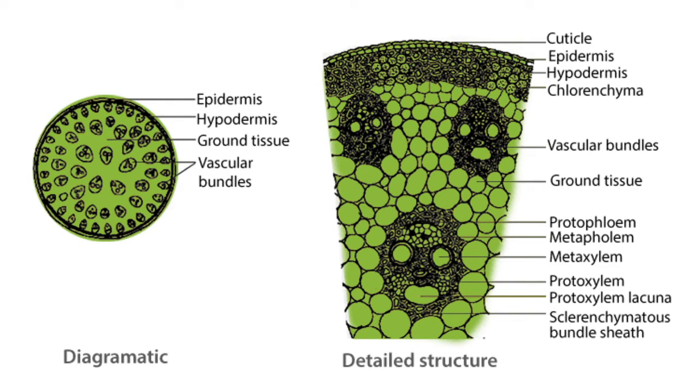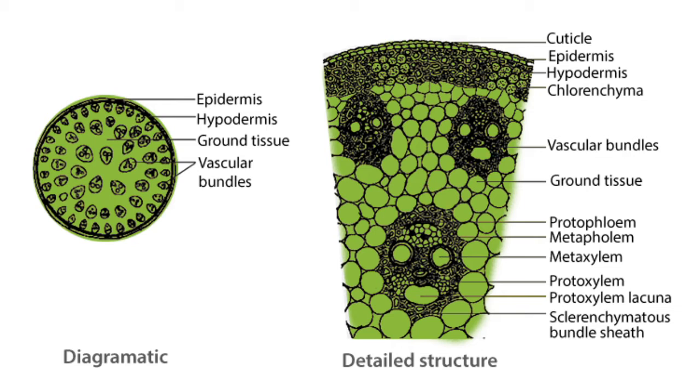Hi friends, today I'm going to talk about the detailed structure of the monocot stem, primary structure. As you can see in the picture, this is a diagrammatic view of the monocot stem and this is the detailed cellular structure. As you can see in the monocot stem, there is an outer layer of epidermis.